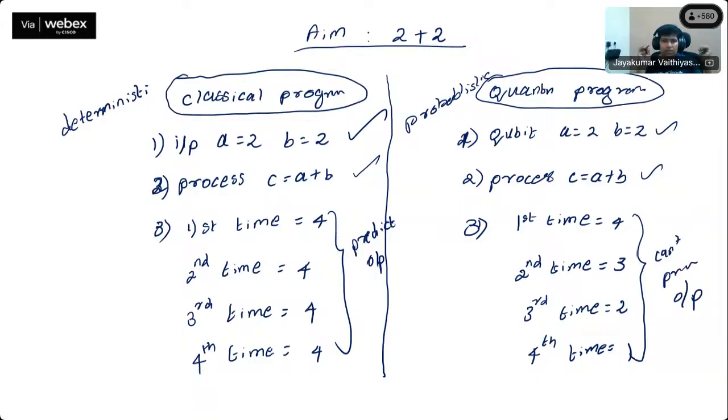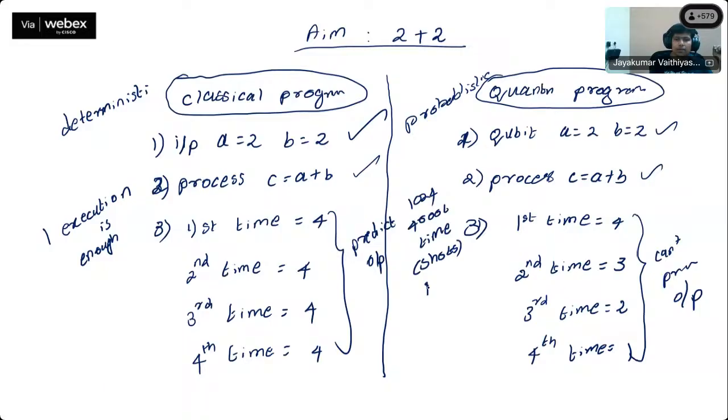But how to justify this? You need to run many more times. In classical, one execution is enough. In quantum, you need to run 1024 times or 4000 times, which is what shots means, to get the correct output. Imagine you are executing the same program 4000 times, then a miracle will happen.